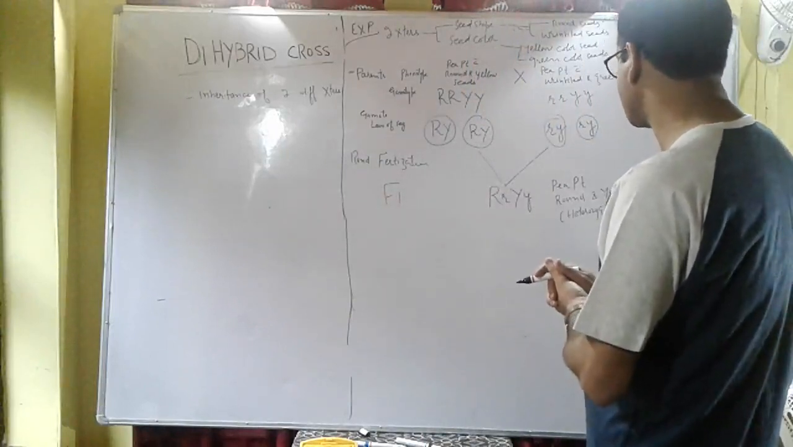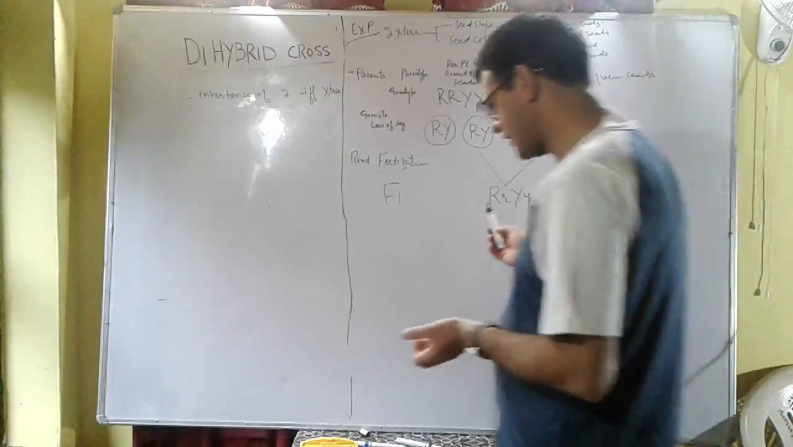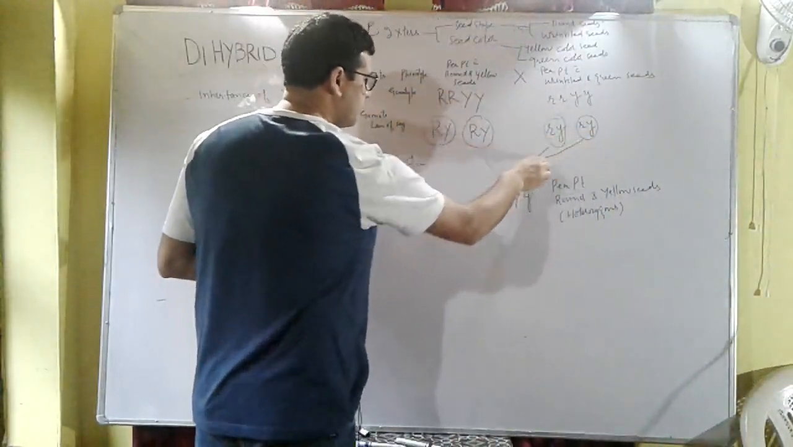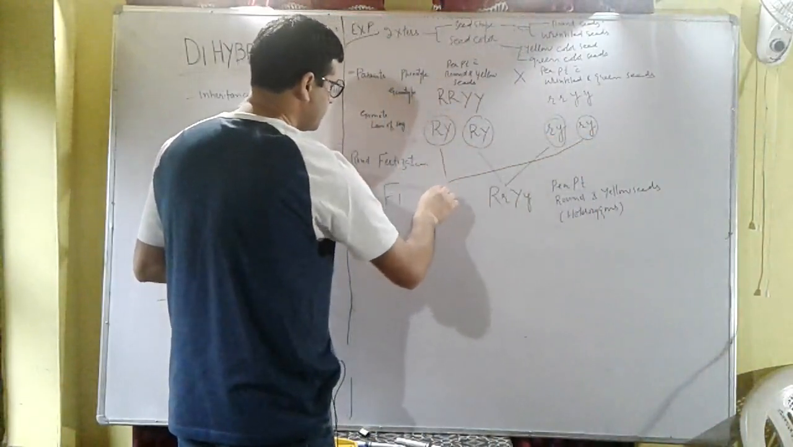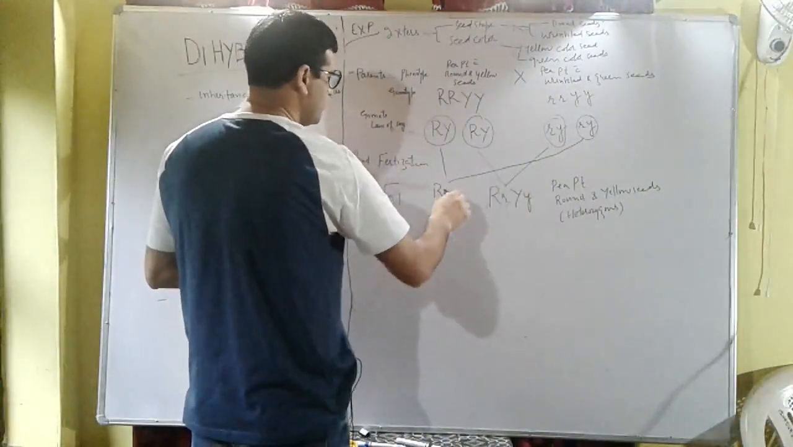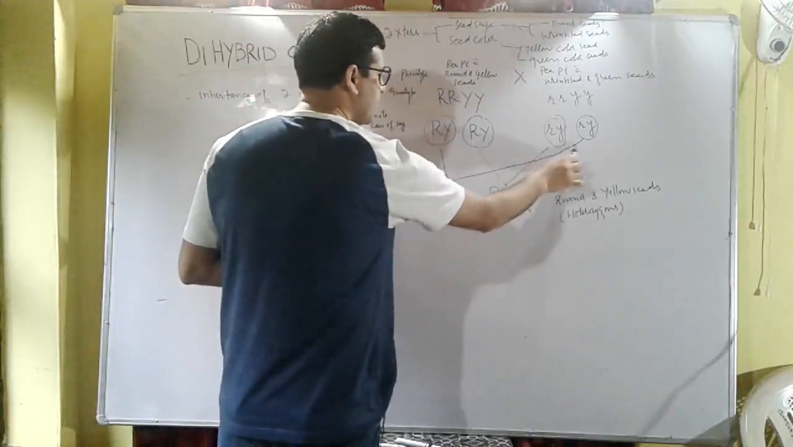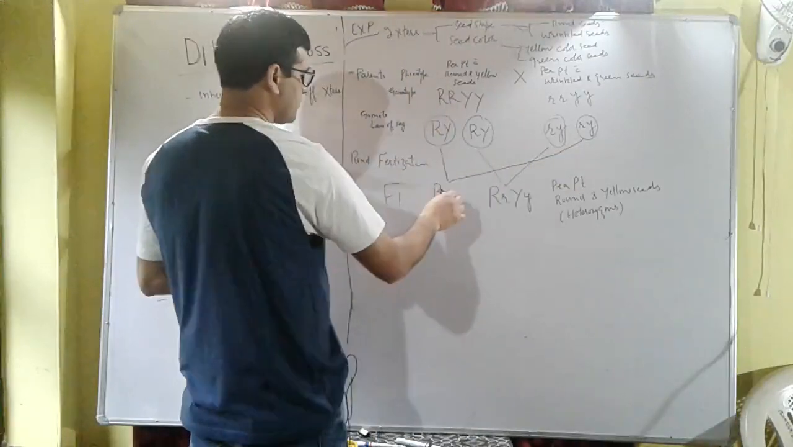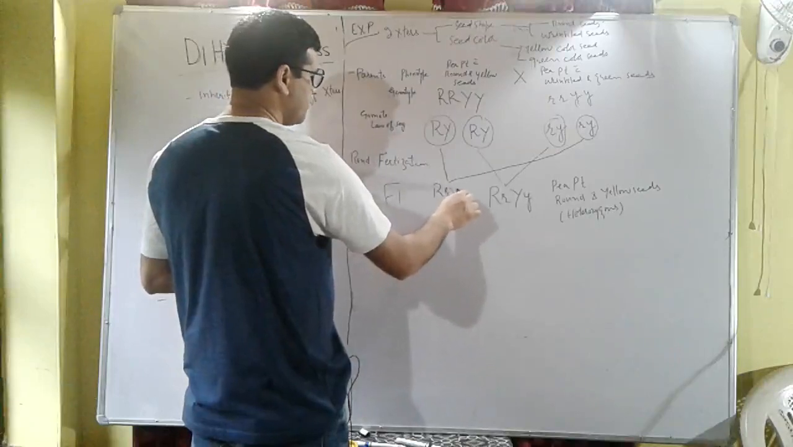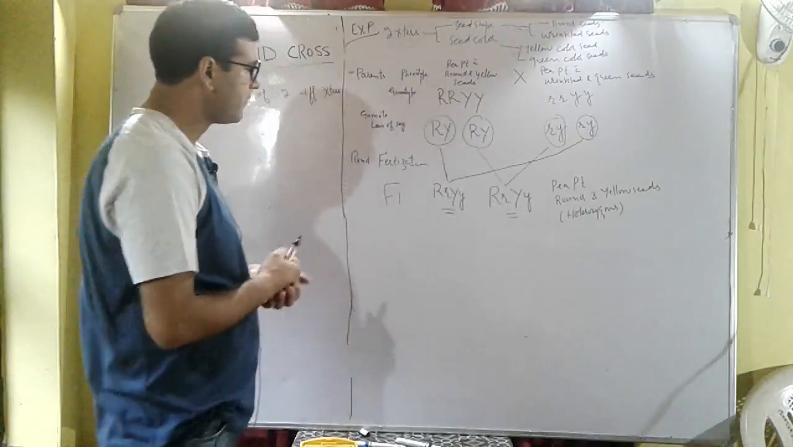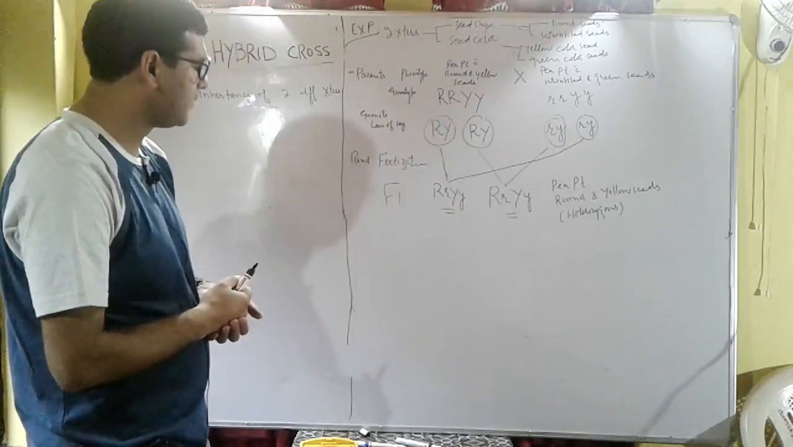F1 generation, first filial generation. The same is the case, we can also get the same result here. This is capital R, crossed with small r, capital Y, small y. Then this was the first filial generation.